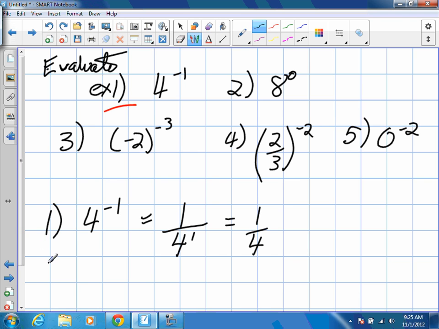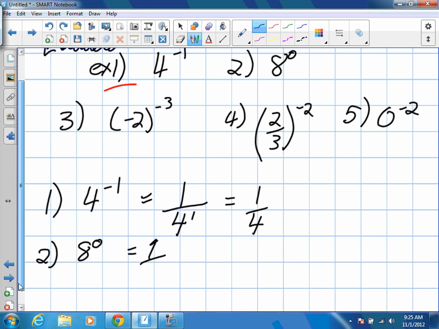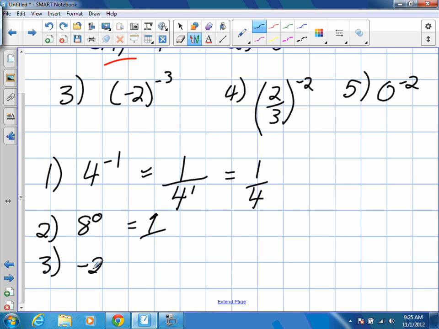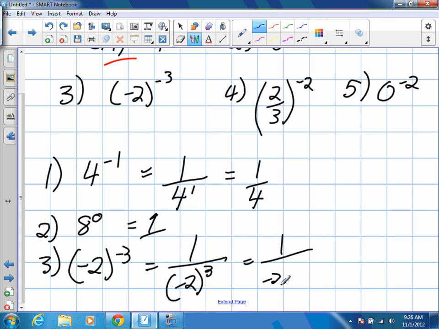Okay. Question 2. 8 to the power of 0. What is the rule when we have a 0 exponent? 1. Got 1. Good. Question 3. Negative 2 to the power of negative 3. Okay, this one's a little trickier. We do want to make this exponent positive. So again, we're going to flip it. We're going to have negative 2 to the power of 3. Now, negative 2 to the power of 3, I actually have to evaluate the bottom of this. That's the equivalent as saying negative 2 times itself 3 times. So we would have 1 over, what is negative 2 times negative 2? Positive 4 times negative 2 is negative 8.